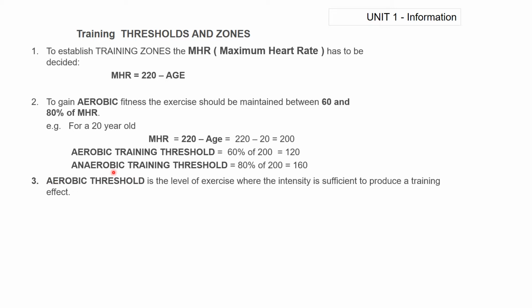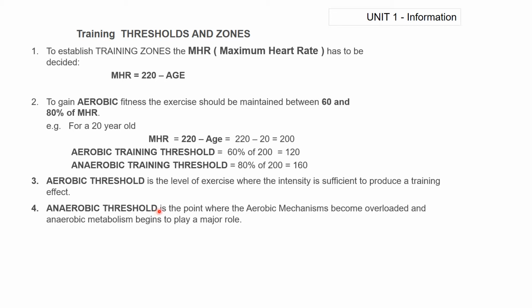Aerobic threshold, so the 60%, is the level of exercise where the intensity is sufficient to produce a training effect. So anything below 60%, if a 20-year-old's heart rate was only 80, 90, or 100, the intensity wouldn't be sufficient enough to produce a training effect. Okay, so you've got to get over that 60% to make it effective.